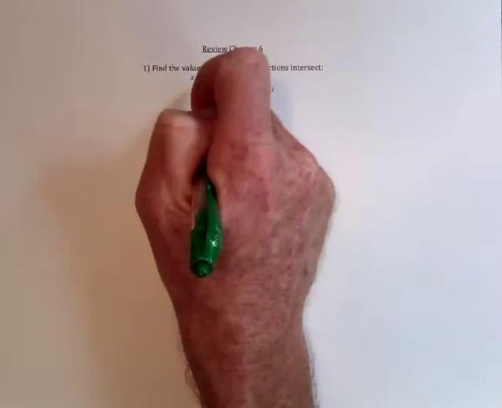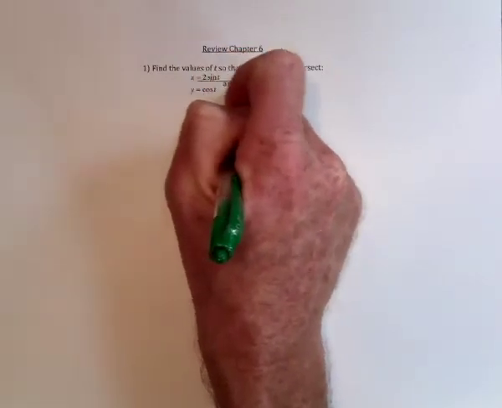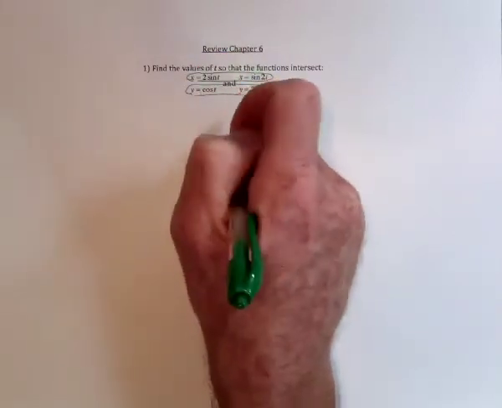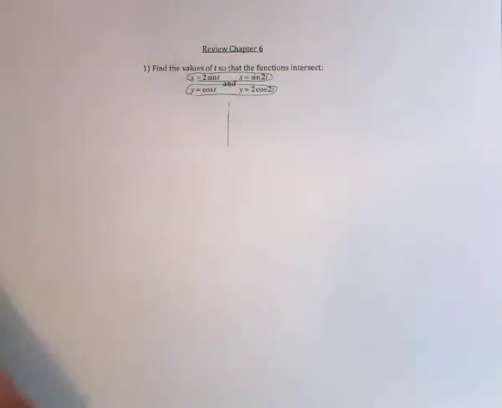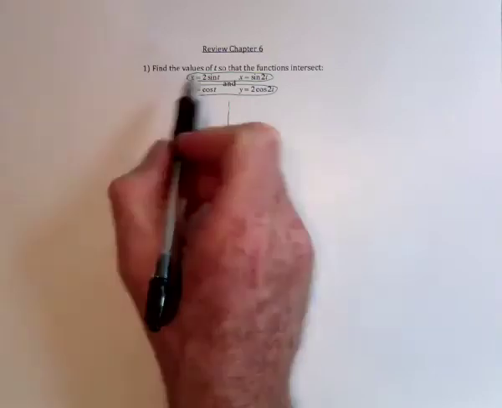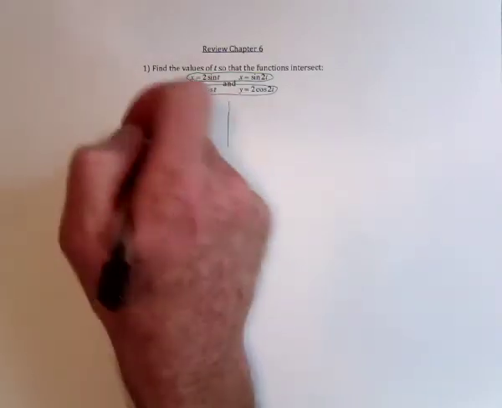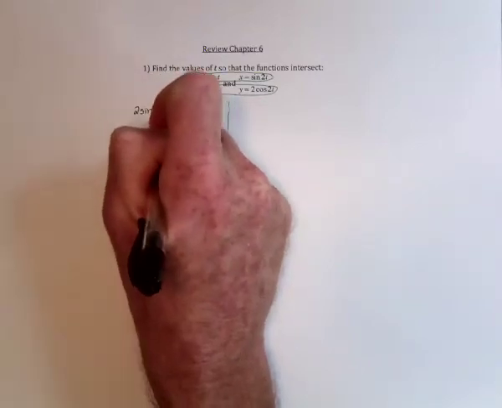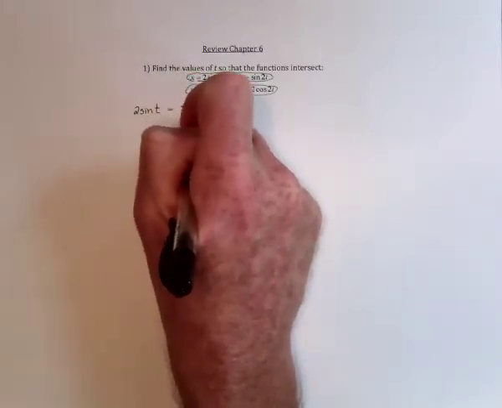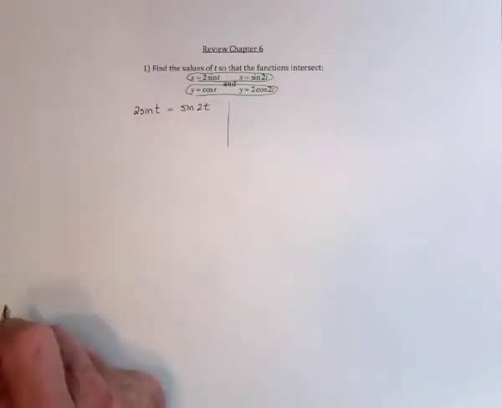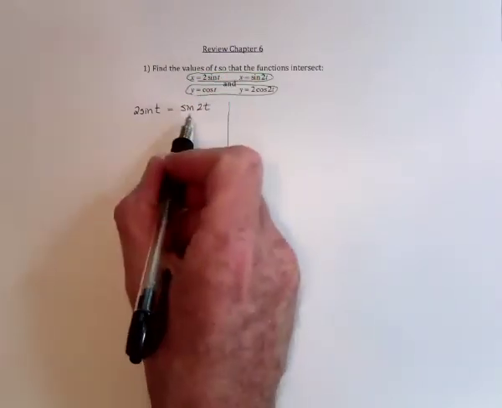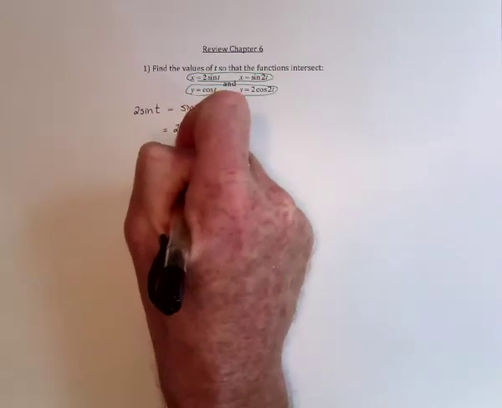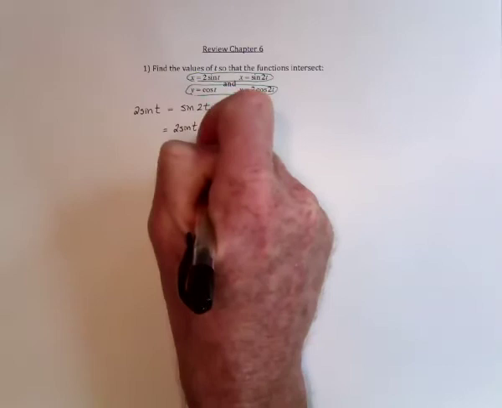So for these two functions to intersect, their x values would need to be the same, and their y values would need to be the same. So we've got basically two equations to solve. One is, when does that equal that? So 2 sine of t equals sine of 2t. And then right off the bat, we need the identity for sine of 2t, which is 2 sine of t cosine of t.